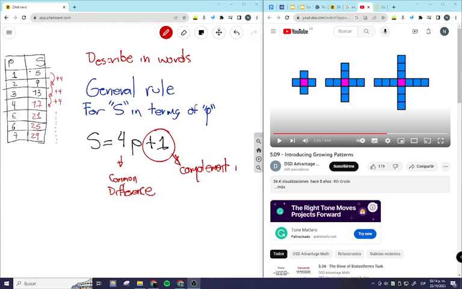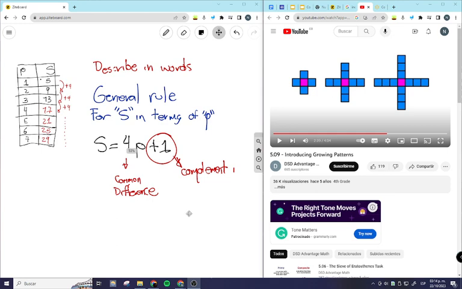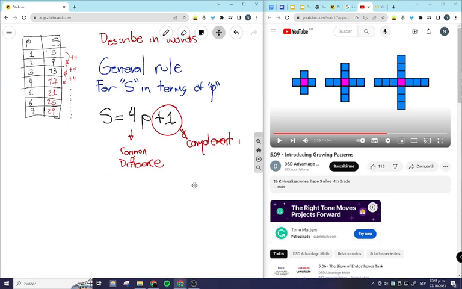Okay guys, so in the last video we managed to find the general rule for this pattern which is described here in this chart, which comes from this image. And now it's time for us to understand what exactly a general rule is and what it is helpful for. So basically this is a mathematical expression that can be used to find the amount of squares in the figure for any position that you want.